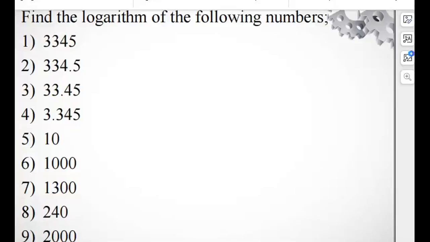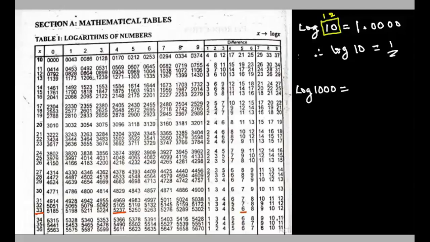Now let's look at the sixth question, the logarithm of 1000. Log of 1000. Now as you can see here, this is 1000. It has no decimal, so it's only made up of whole numbers. So check the whole number here only.